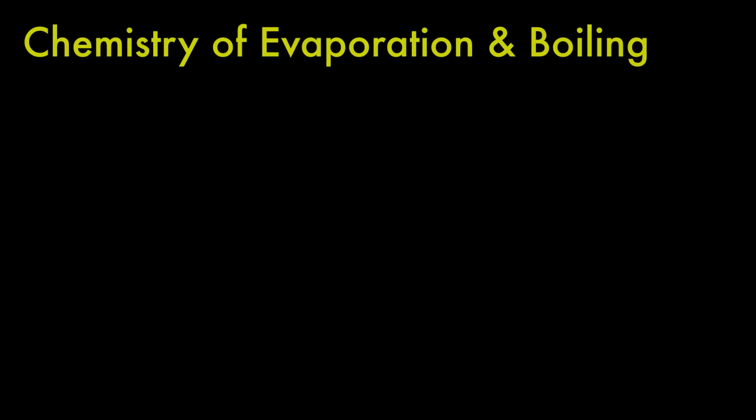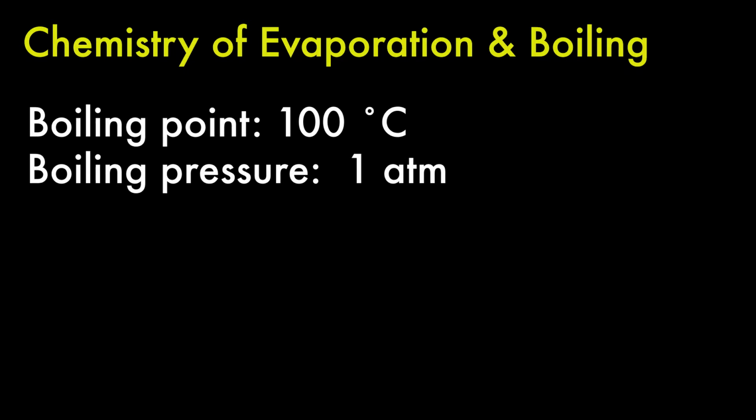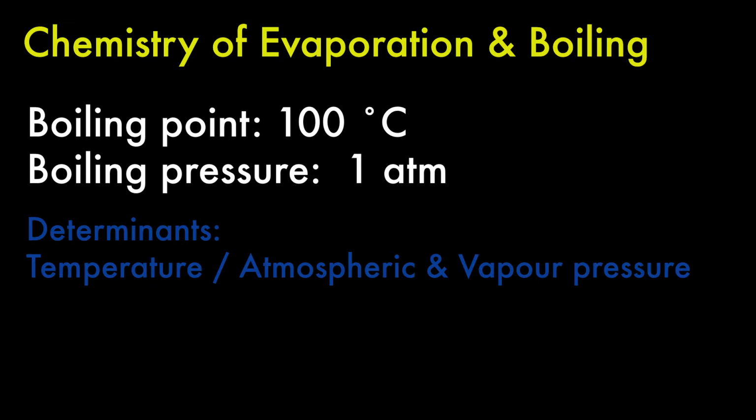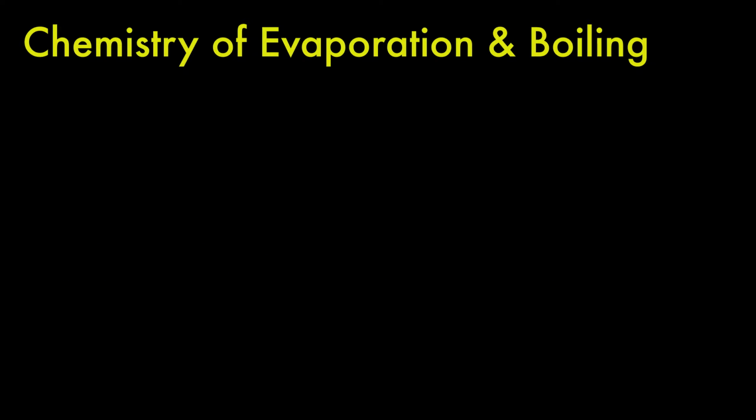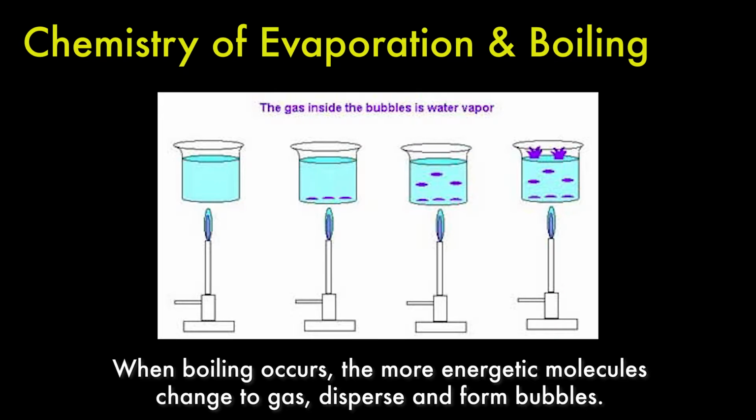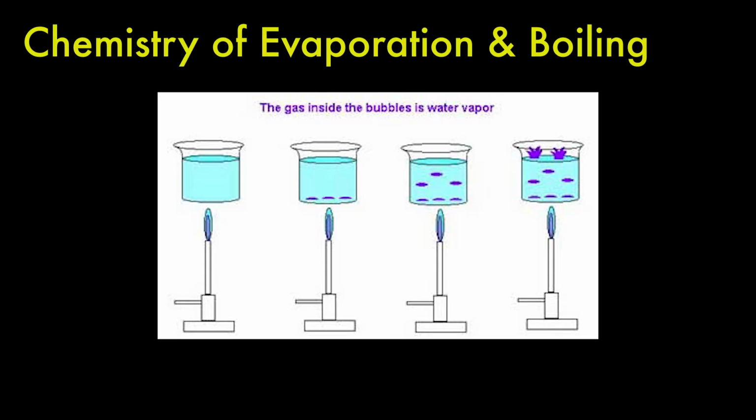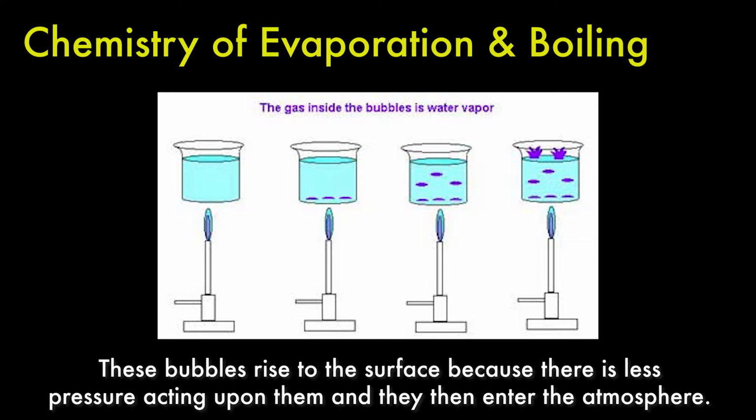The boiling point for water is at 100 degrees Celsius and at a pressure of 1 atm. The boiling of a liquid in general depends on temperature, atmospheric pressure, and vapor pressure. When vapor pressure of a liquid is equal to atmospheric pressure, boiling will begin. When boiling occurs, the more energetic molecules change to gas, disperse, and form bubbles. These bubbles rise to the surface because there is less pressure acting upon them, and they then enter the atmosphere.